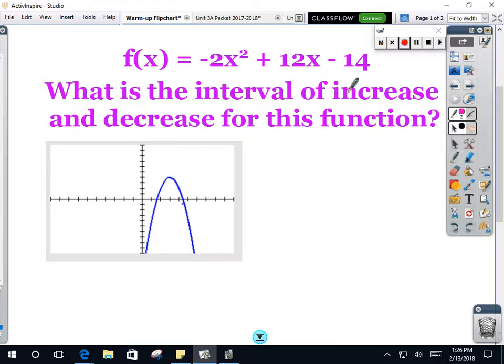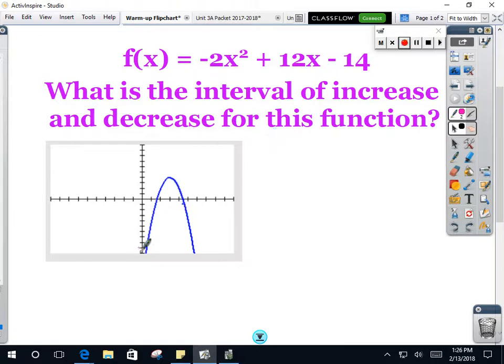Now, intervals of increase and decrease only use x values. So it's basically like you're doing the domain of one side and the domain of the other. Okay, let me say that again. Pay attention and focus. Intervals of increase and decrease only use the x values. So it's basically like the domain, but the domain of the increasing side, the domain of the decreasing side.